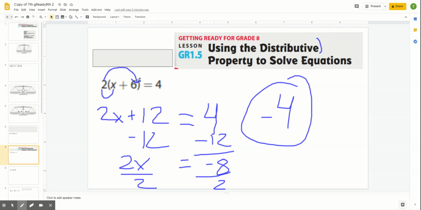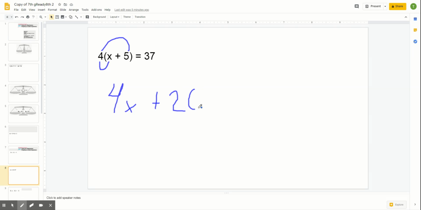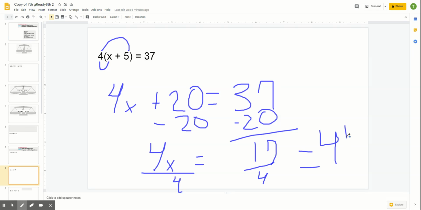So you do inside and then you do outside. Let's do one more like that. All right, so take a look here. You have 4 times the inside, 4 times x, plus 4 times the outside, 4 times 5, which is 20. And now I go like this. And now I need to cancel out the 20 on both sides. Once I do that, I get 17 here, 4x on this side, divide both sides by 4. Kind of a messy problem because I have an improper fraction, but once I do that, I'll get 4 remainder 1, 4, and 1/4. Keep the denominators the same.